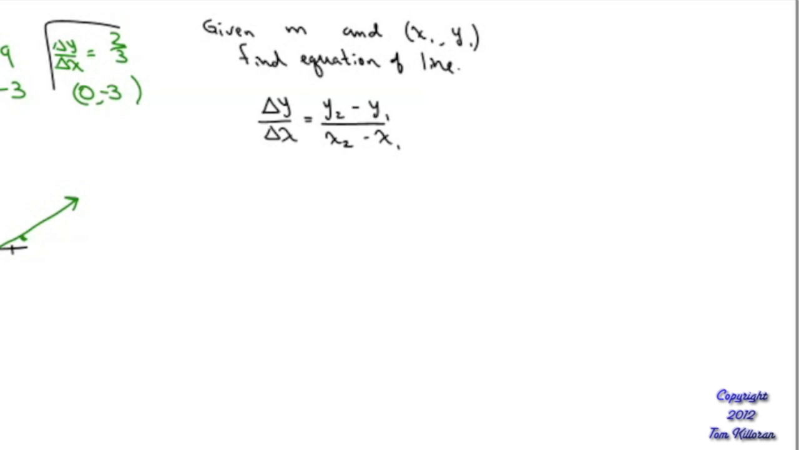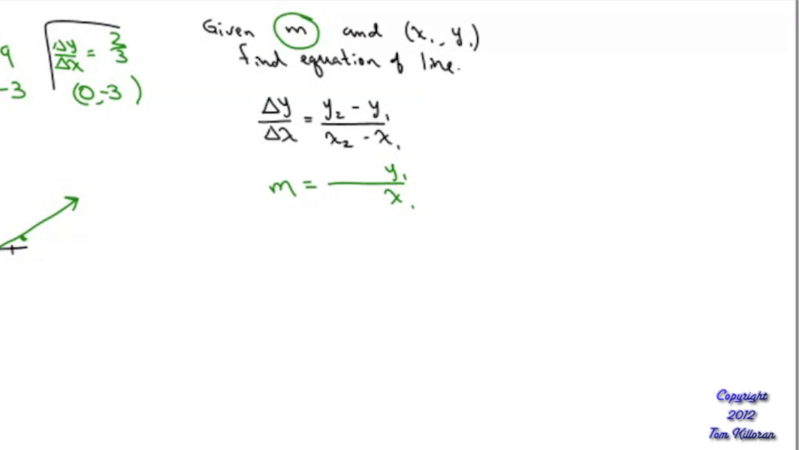Change in y over change in x is what? M. So I told you this is a value. Whatever it is, it's like 5. So I can replace change in y over change in x with m. Now, when I get to y2 and x2, I don't know them, but I do know y1 and x1. So I'll leave those in there. So here's y1, here's x1.